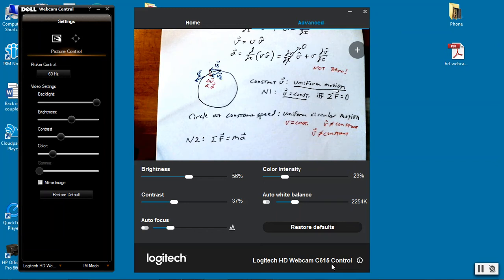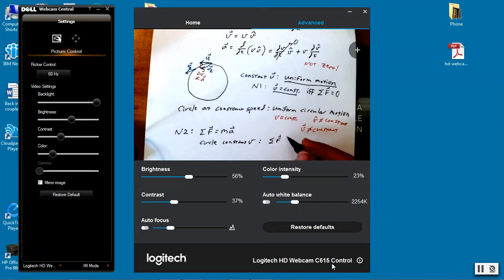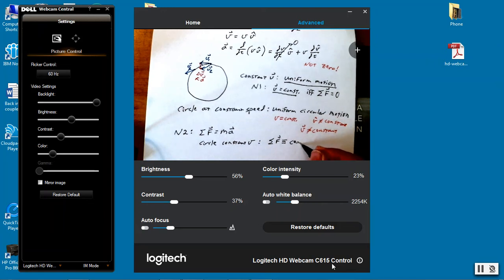In this case, where something is moving in a circle at constant speed, there is a total force. You take all of the real forces and add them up. That equals the mass times acceleration. But in this situation, the summation of the forces is given the name centripetal force.